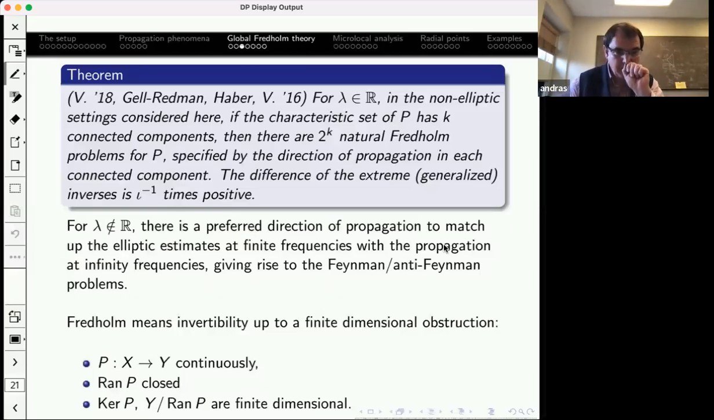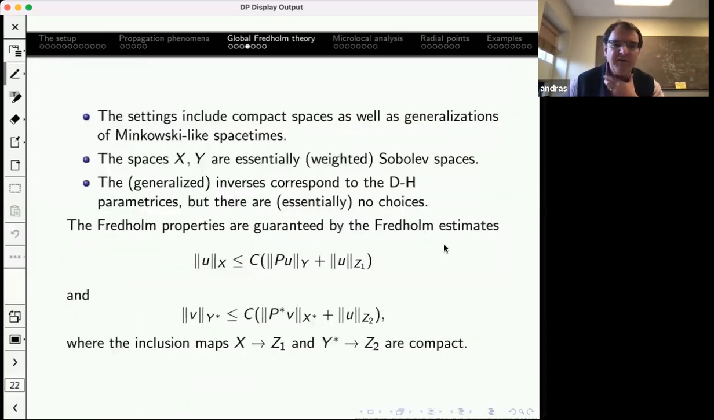As I already recorded, Fredholm is invertibility up to finite dimensional obstacles, so closed range, finite dimension of null space and co-kernel between appropriate spaces. And typically these are some sort of weighted Sobolev spaces. And the generalized inverses or inverses correspond to the Duistermaat-Hörmander parametrices.